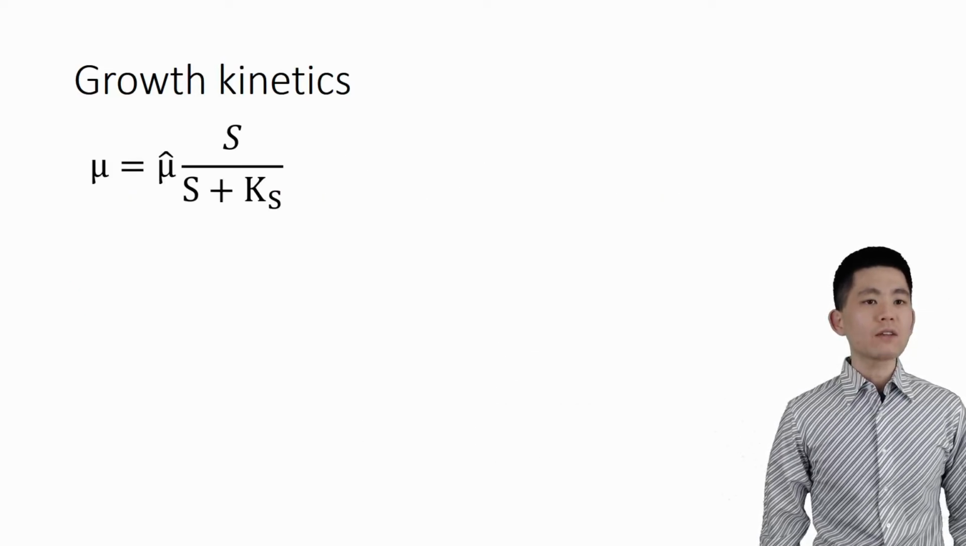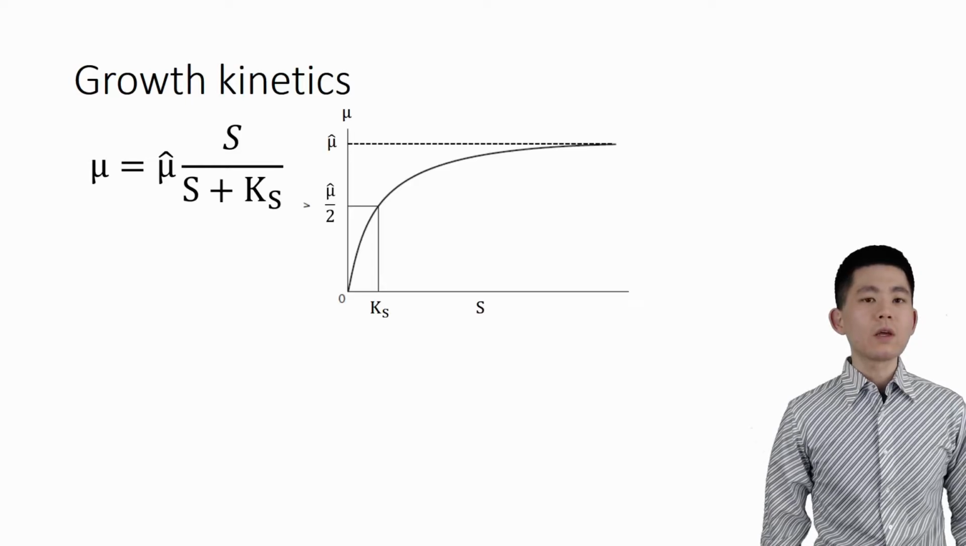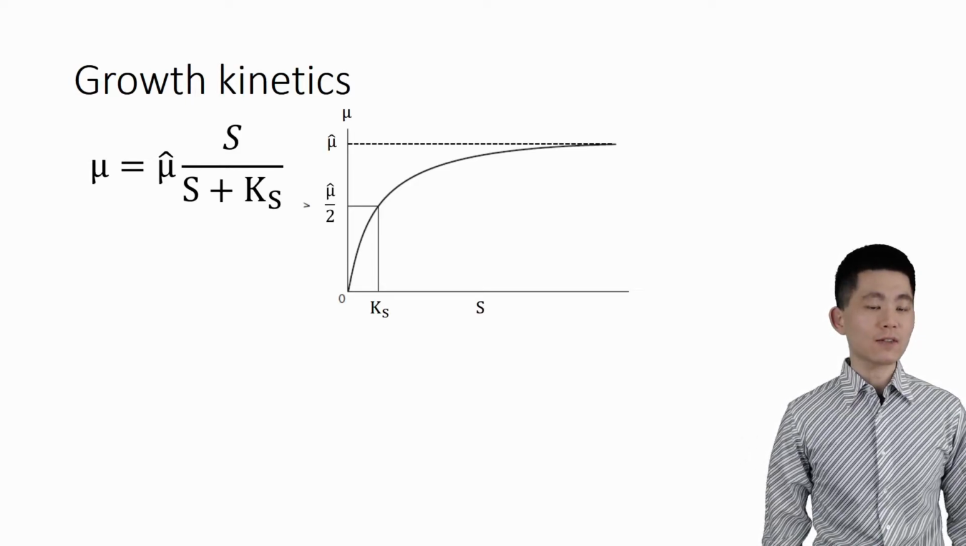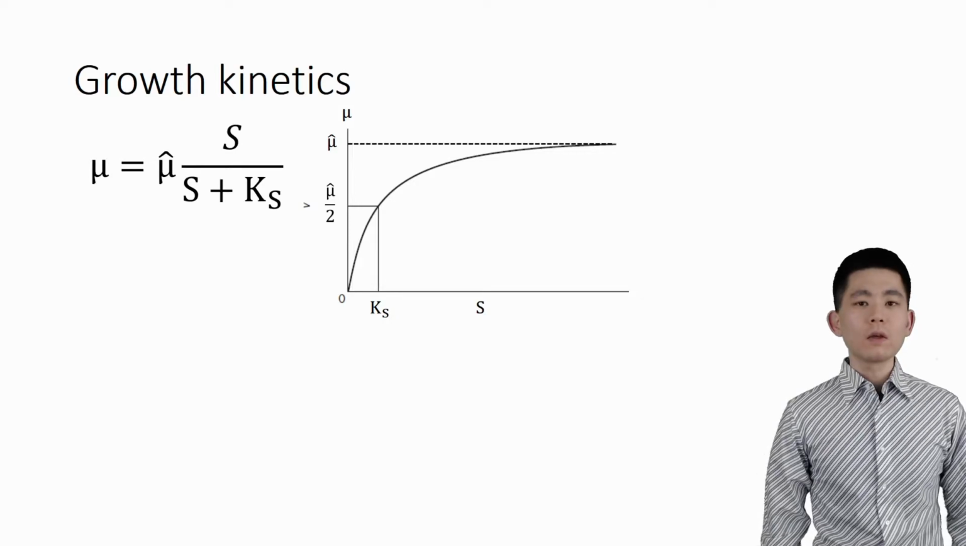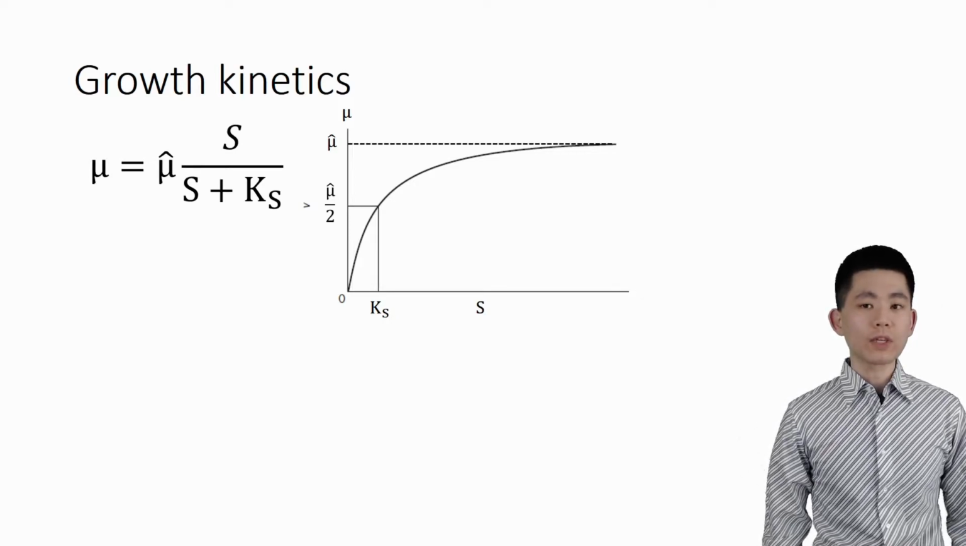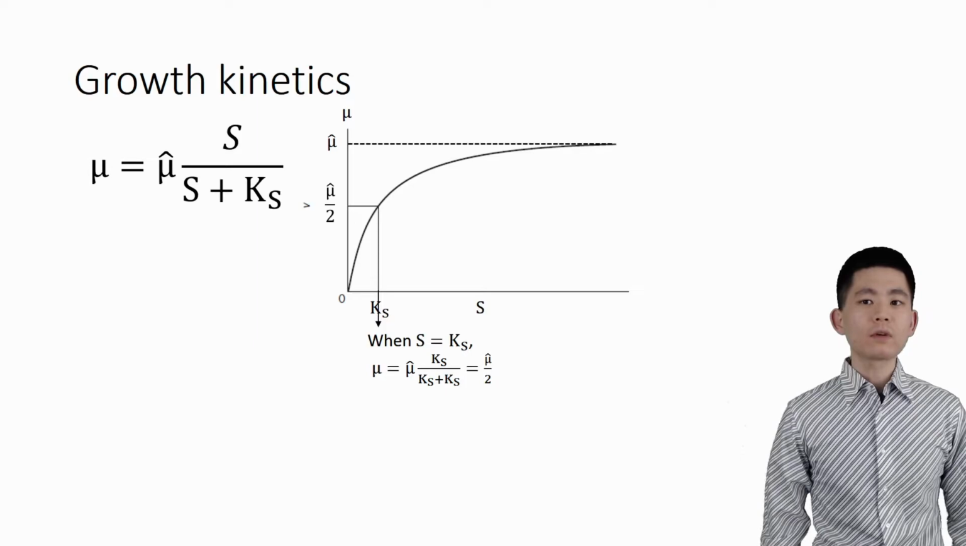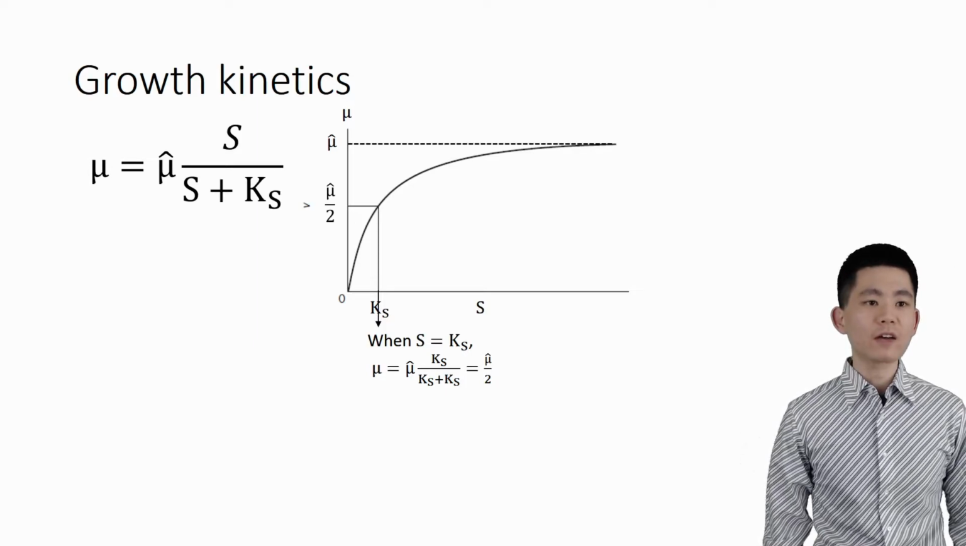Now, let's analyze this equation. We can plot out this equation with the substrate concentration as the x-axis and the reaction rate mu as the y-axis. When the substrate concentration equals K sub S, the growth rate mu equals half of the maximum growth rate. So K sub S is also known as the half saturation coefficient.